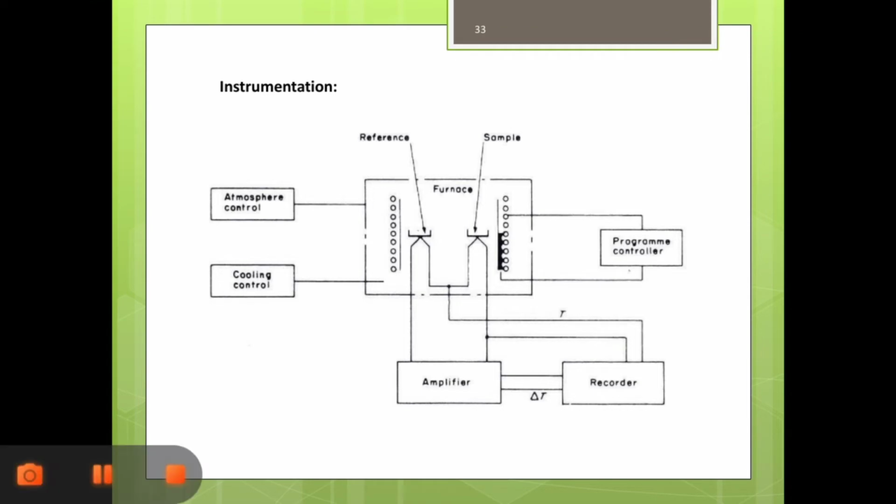Instrumentation of differential thermal analysis. Sample holder: the sample and reference cell are made up of alumina. Sensor: platinum, rhodium, or chromel, alumel thermocouple, one for the sample and one for the reference, joined to a differential temperature controller. Furnace: aluminum block containing the sample and reference material. Temperature control: control of temperature programmable, and furnace atmosphere. Recording system.